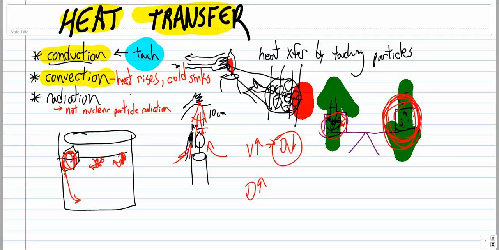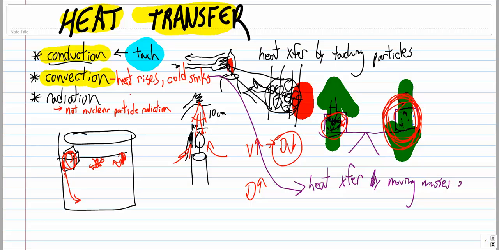And if you snoop around on Google and look for an official definition of convection, it'll look more like this. It'll say convection is heat transfer by moving masses of fluids. And what are fluids? Fluids are gases and liquids. Anything that you can push around with a fan is considered a fluid. So convection is heat transfer by moving masses of fluids. If you want to go for the simple definition, the way that I think of it is I just think of these two things: heat rises and cold sinks.